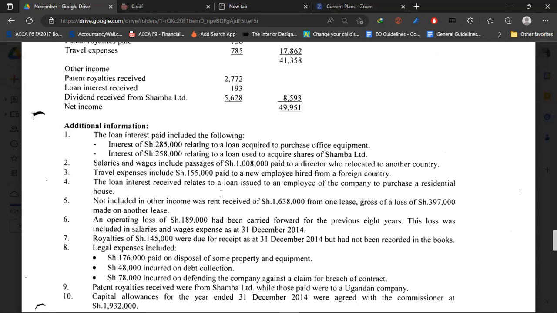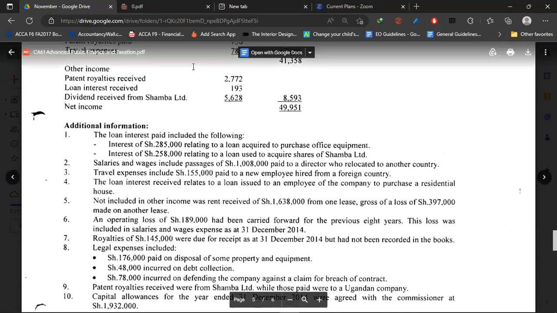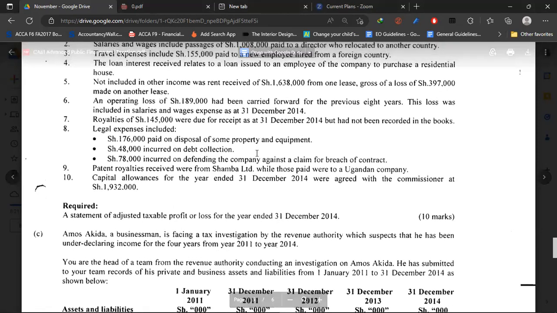Number 8, legal expenses included 176,000 paid on disposal of some property and equipment, 48,000 incurred on debt collection, and 78,000 incurred on defending the company against a claim of breach of contract. Number 9, patent royalties received were from Shamba Limited, while those paid were to a Ugandan company. Number 10, capital allowances for the year ended 31st December 2014 were agreed with the Commissioner at 1.932 million. Required: a statement of adjusted taxable profit or loss for the year ended 31st December 2014.